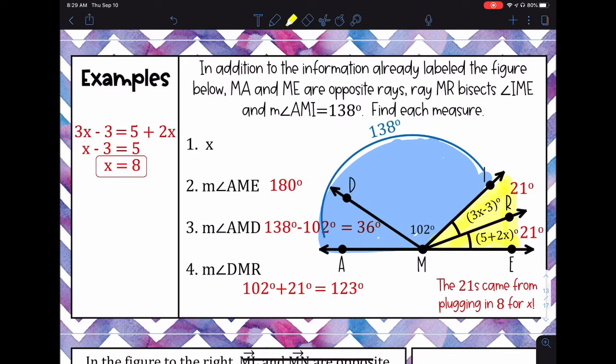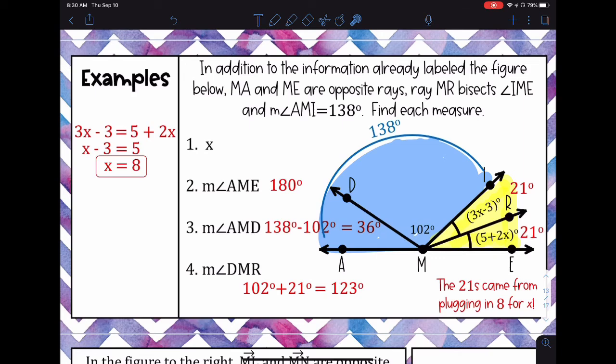If this guy right here is the bisector of this angle, then that means this guy and this guy are one and the same thing. If they're the same thing, I can set them equal to each other. I know they don't look the same, but if this is the angle bisector, then these two are the same. So we put them equal to each other, subtracted 2x from both sides, you get x minus 3 is equal to 5. Then add 3 to both sides, you get x is equal to 8.